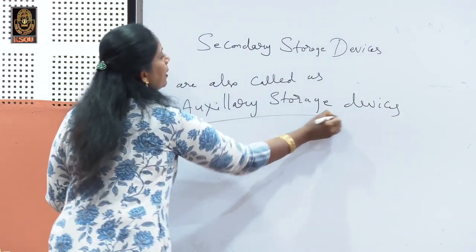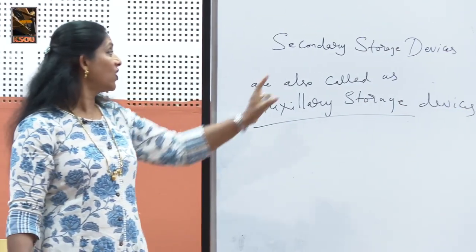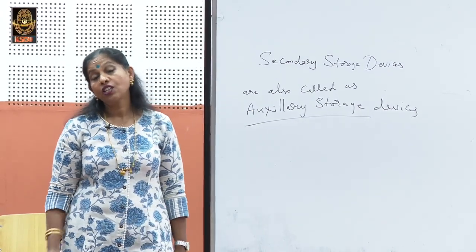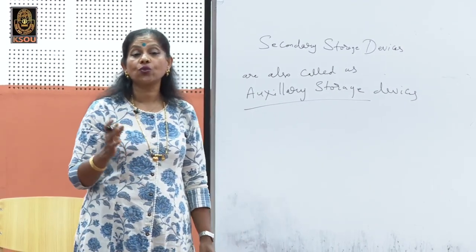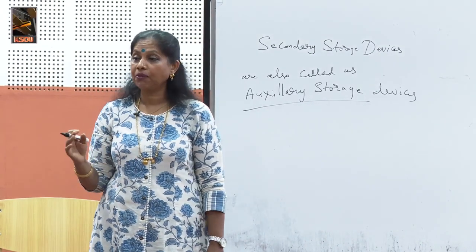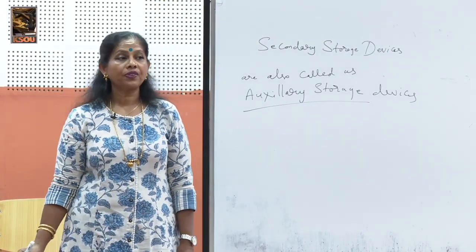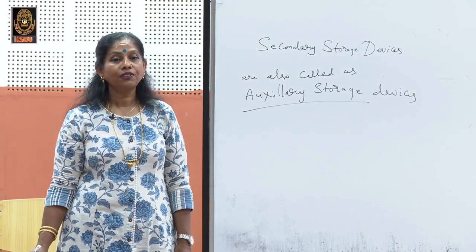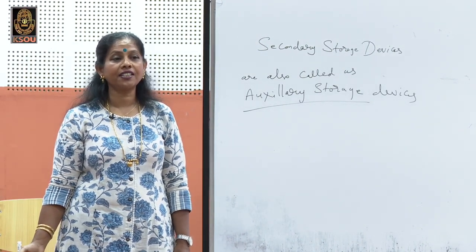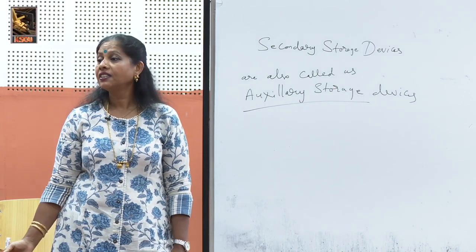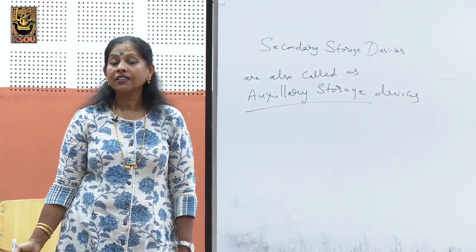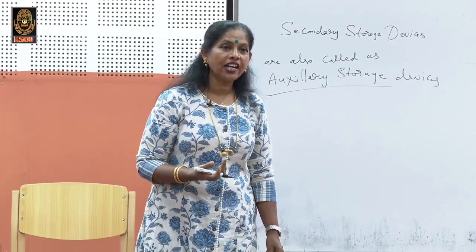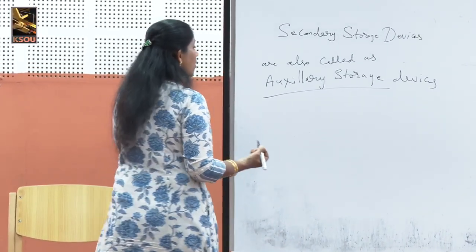Okay, this is very important. They will not say secondary, they will say auxiliary storage devices. So which are the auxiliary storage devices? Can you name them? You forgot so soon? In the first class I explained you. Pen drive, very good, you all know. Pen drive, hard disk, they are all what?